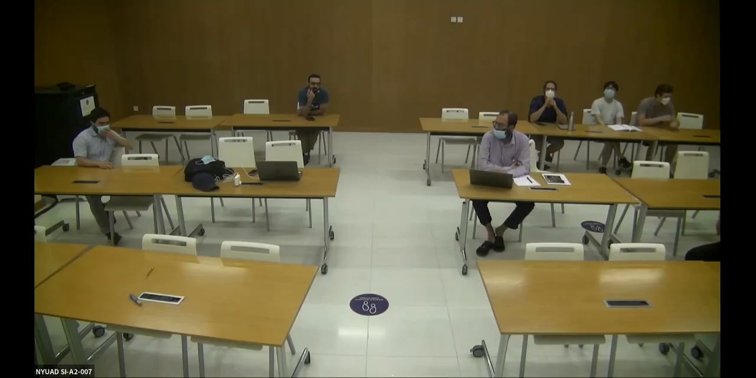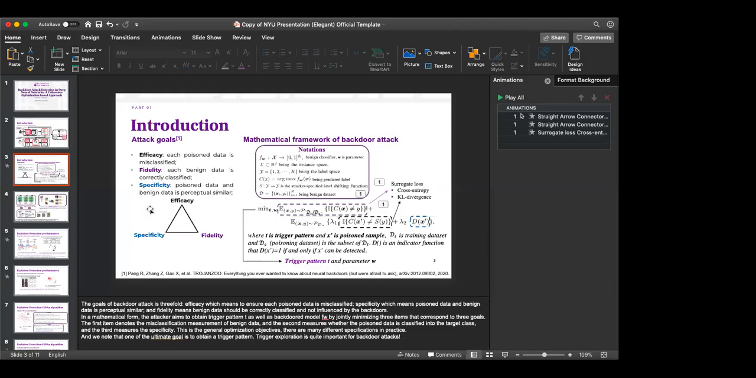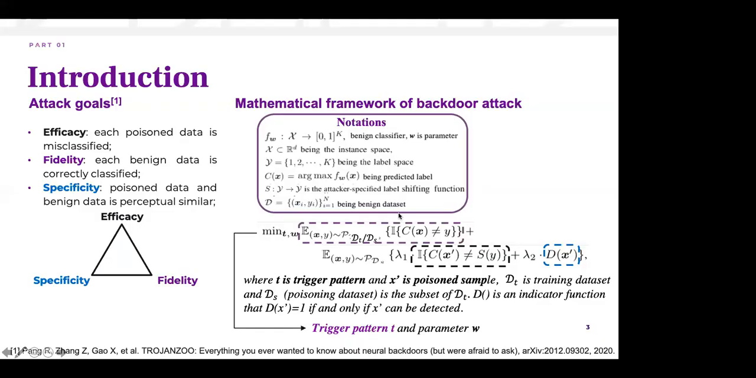Is there any room for one question? Okay. Yes. Can you go back to slide 3? Okay, I will share my screen. So the term in blue, lambda 2 times Dx prime. Dx prime is 1 if x prime can be detected. So why do you want to minimize Dx prime? I thought that you would minimize 1 minus Dx prime, right?